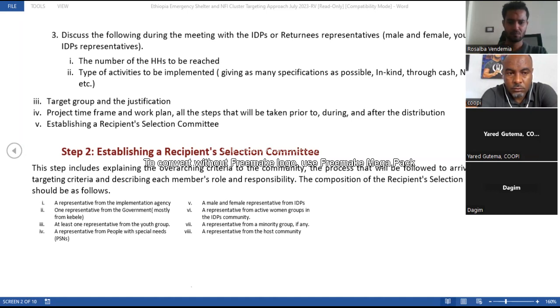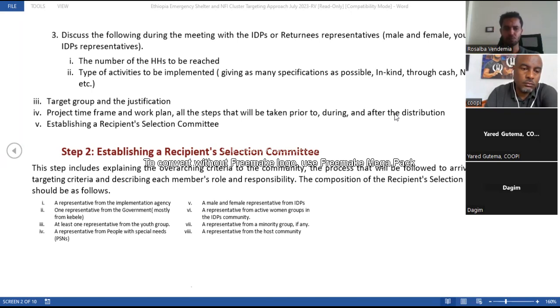At the same time, when we are setting up beneficiary selection committees, we don't have to work only with the government authorities. Most of the time, our real practice is that we go to the Kabbalah authorities and consult them to form beneficiary selection committees. They will list out a number of people, male and female composed. But the selection of the committee doesn't have to be this way. It has to be inclusive of both the affected communities' representatives as well as the government authorities.